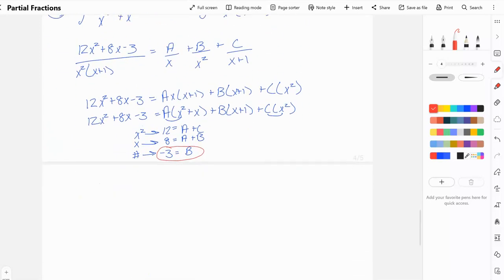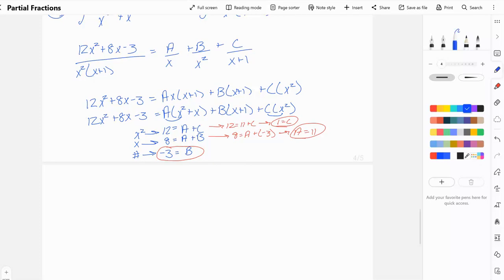So I can use substitution again instead of REF. You could do either one. Either one would be fine. So this would be a plus a negative 3. So if I add 3 to both sides, I'm going to get a equals 11. And then 12 equals 11 plus c. So it looks like 1's going to be equal to c.